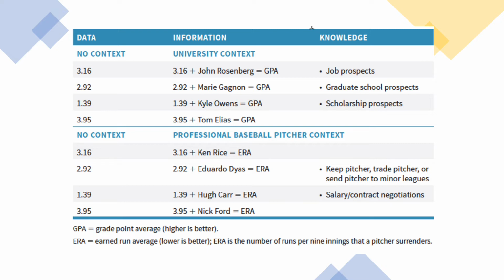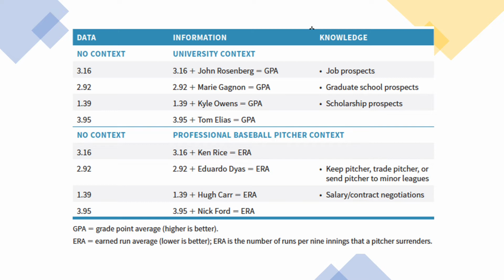If you have a GPA of 1.39, like the third one here, Kyle, that's really not very good. Remember, we have 4.0 or 4.3 if you have an A plus average. But this 3.5, Tom Elias, that's like super good, right? So this means it can be translated into knowledge.